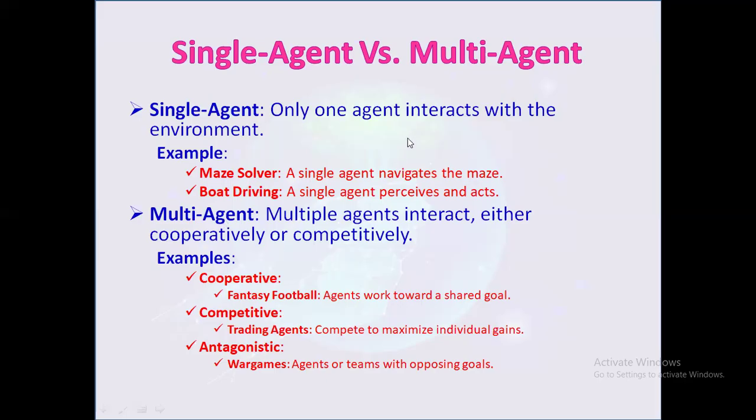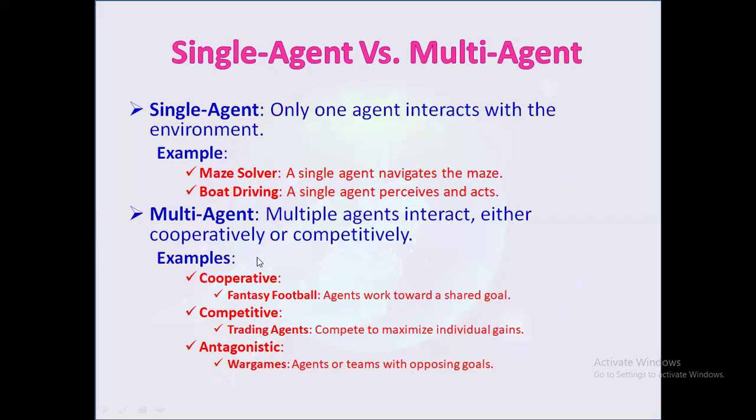In a single agent environment, only one agent interacts with the environment, making decisions and taking actions independently. The agent's performance is determined by how well it navigates and interacts with the environment on its own. Example, maze solver. A single agent navigates through a maze, making a decision at each step to find the exit. Another example is boat driving. A single agent perceives its surroundings and acts to navigate the water, responding to environmental factors.